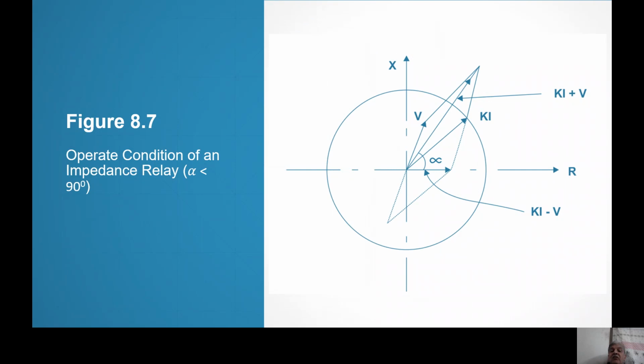If you want to see the operate condition, then we should be inside the circle. With reference to amplitude comparison, you know that Ki is more than V, that is, V is less than Ki. Therefore, the relay should operate. Ki plus V and Ki minus V I have done. The angle between Ki plus V and Ki minus V, alpha, is shown, which is obviously less than 90 degrees, and therefore the relay operates. It was operating in amplitude comparison. It's operating here also, right? So this is the operating condition for the phase comparator impedance relay.